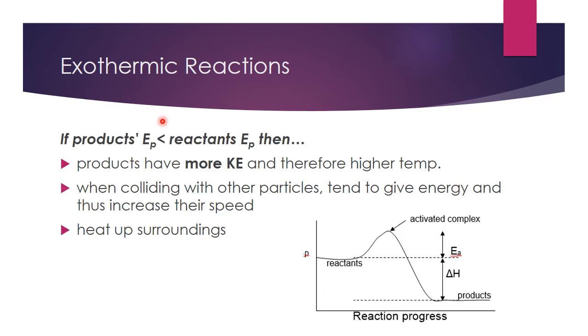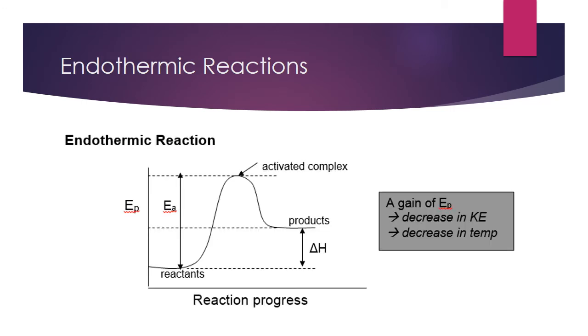So that is exothermic. In other words, your reactants have more potential energy, which means your products have more kinetic energy, therefore a higher temperature. So when you're colliding all these particles together, you tend to give energy and then they increase their speed and therefore heat up their surroundings.